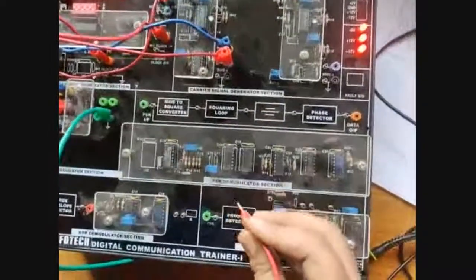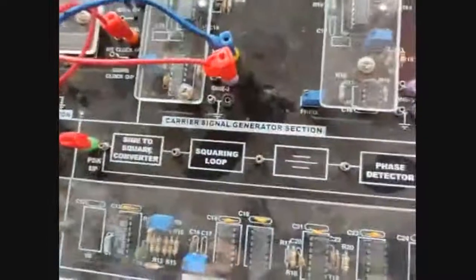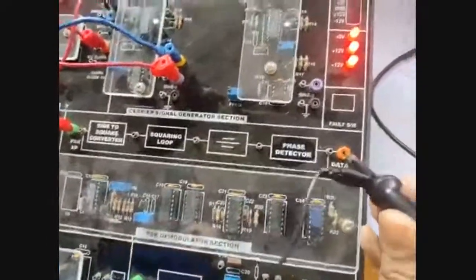For demodulation of PSK, we connect the output from the modulator section and give it to the input of the demodulator section. Then we observe our output at this point.